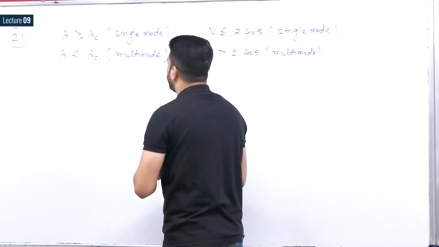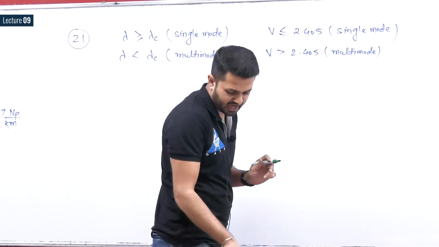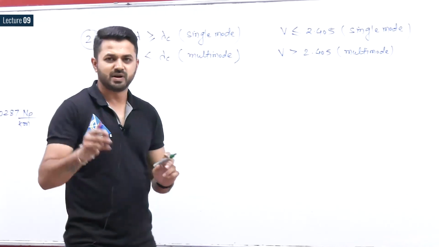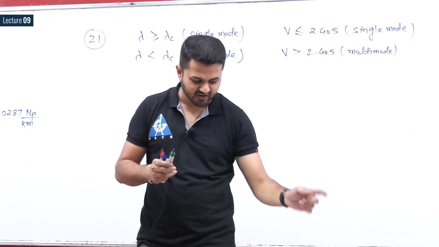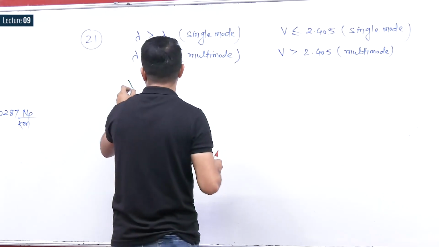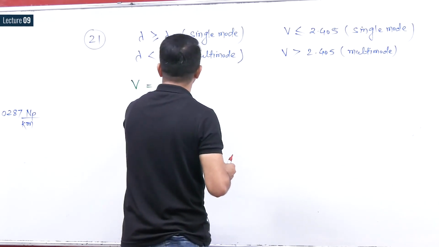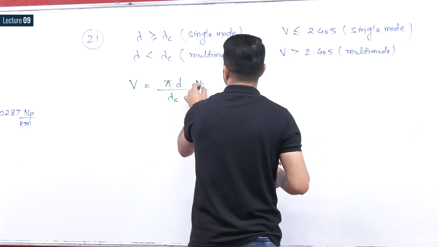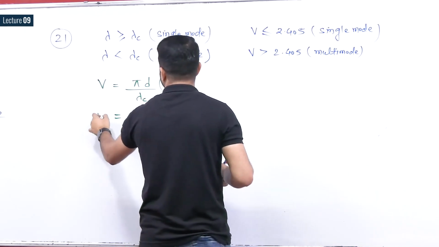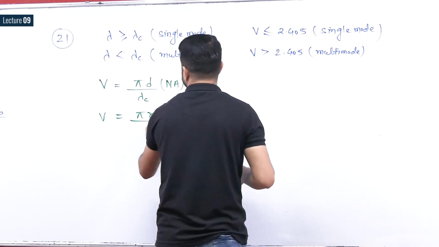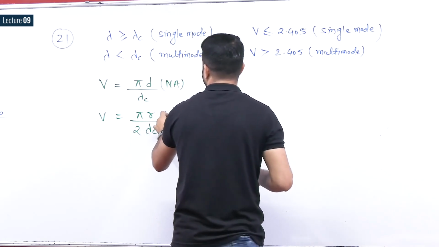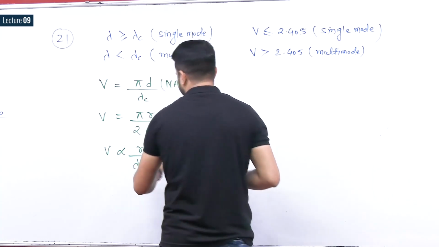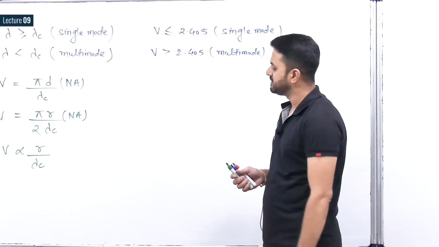Now what is the formula for the cutoff wavelength? Because, as you can see from the options, we want to have it in multi-mode, and we are changing the wavelength and the radius. So that's why we have to write this value of V, which is pi d upon lambda c times the numerical aperture, and this can also be written with d equal to r by 2. So this is pi r by 2 lambda c times the numerical aperture. So we can say that V is proportional to r and lambda c. V is proportional to the radius and the lambda c.